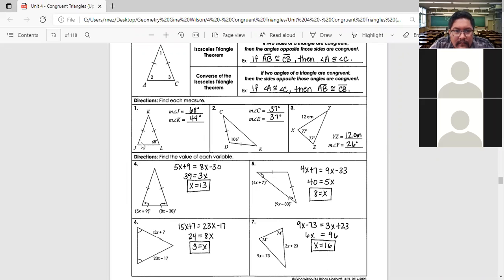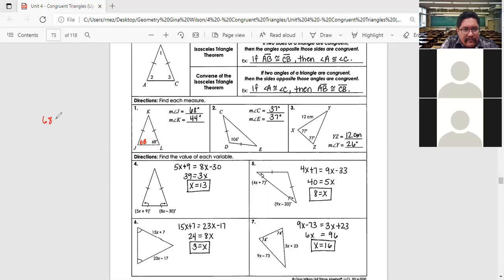Measure of angle J. That would be 68 degrees, because again, these two would be the same. If we know these two sides are congruent, the angle at their base must also be congruent. All right, so if we know that is 68 degrees, how would we find angle K, or the vertex angle? Okay, so if we know this is 68, we'd have to add those two numbers.